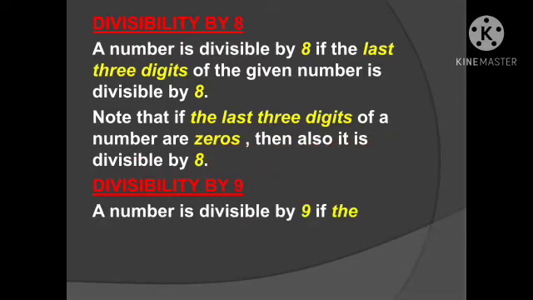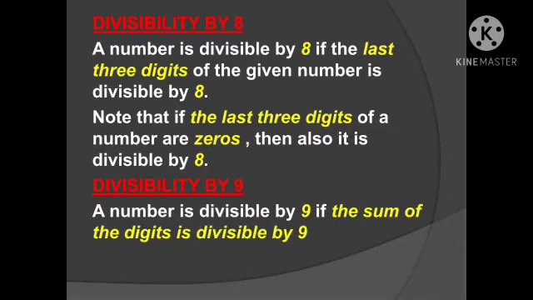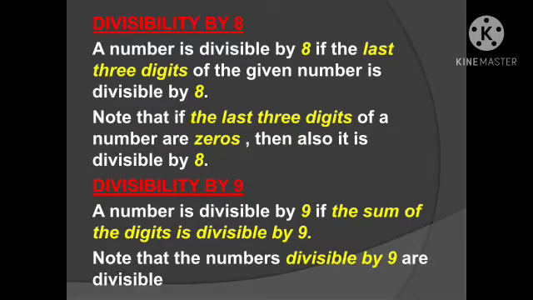Then divisibility by 9. A number is divisible by 9 if the sum of its digits is divisible by 9. And note it carefully, the numbers divisible by 9 are divisible by 3 also.